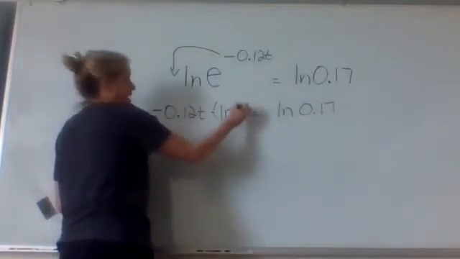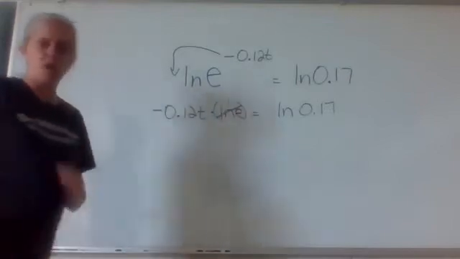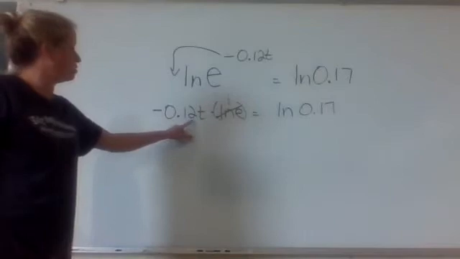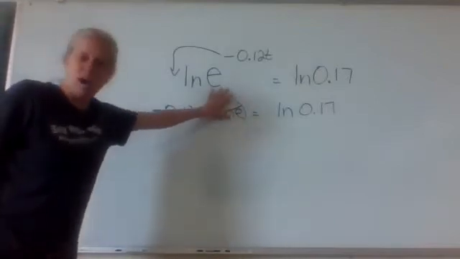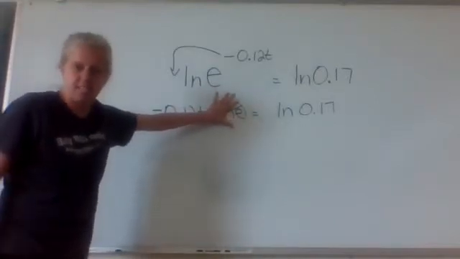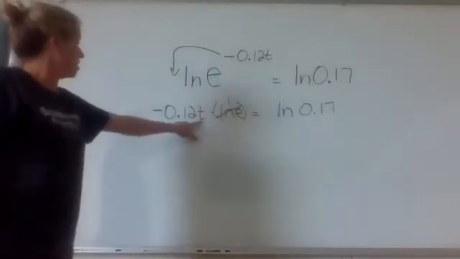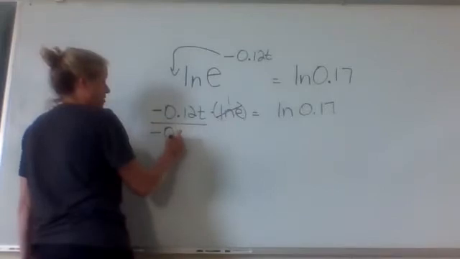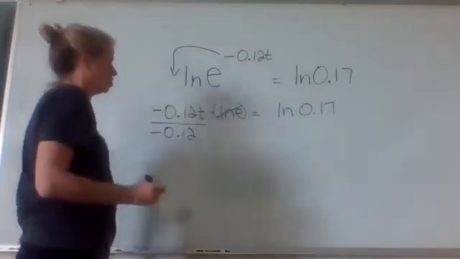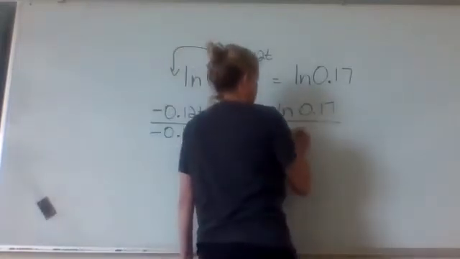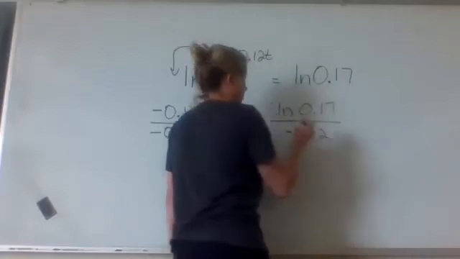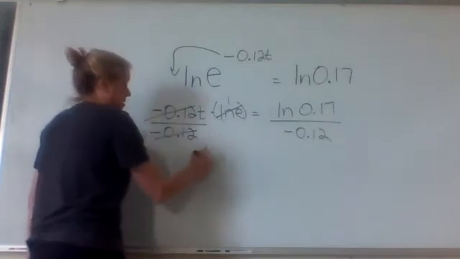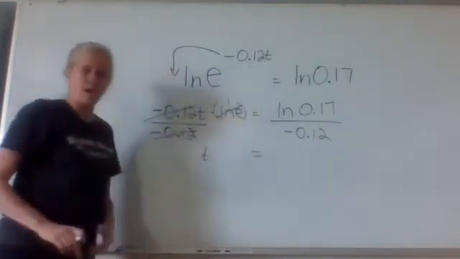Now remember, what is ln e? It's 1. So in other words, I just have negative 0.12t times 1, which means I don't even need this. I'm getting this t by itself, which means I will divide by negative 0.12. That'll cancel that. That'll be my t all by itself, which is what I want.